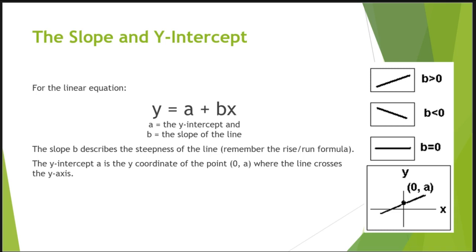For the linear equation y equals a plus bx, a is the y-intercept where it crosses the y-axis, and b is the slope of the line. The slope b describes the steepness of the line. Remember the rise over run formula from your algebra days? The y-intercept is the y-coordinate of the point (0, a) where the line crosses the y-axis. See the examples at the right and what they look like.